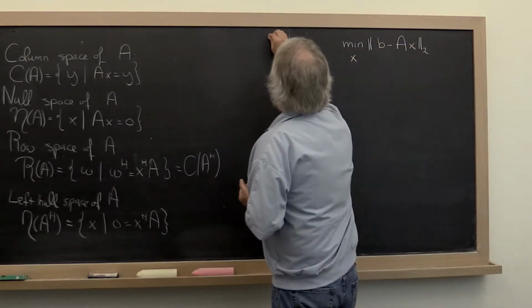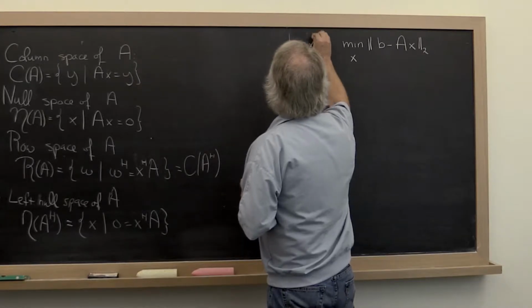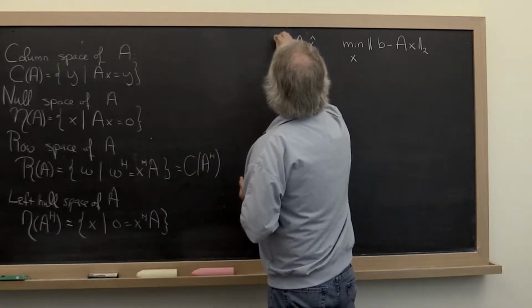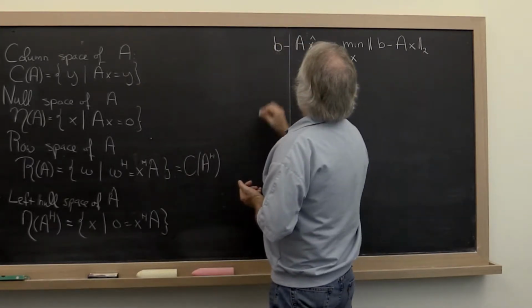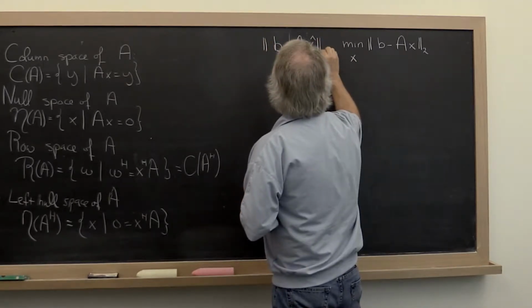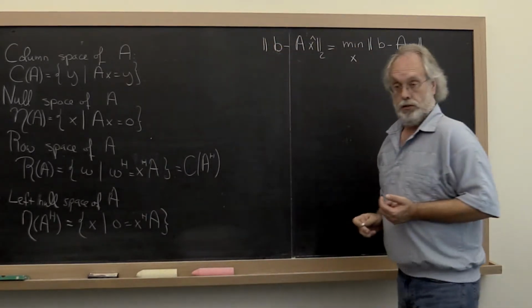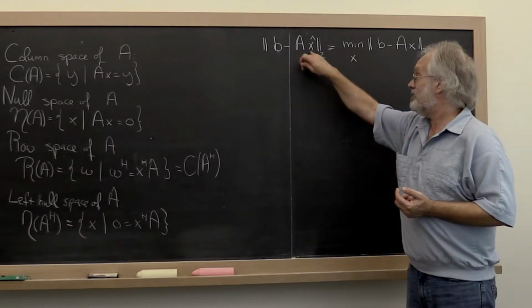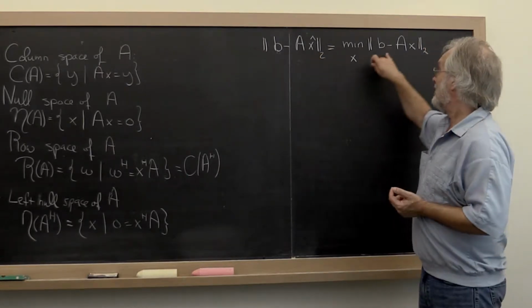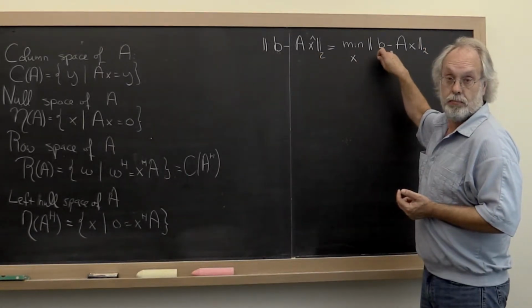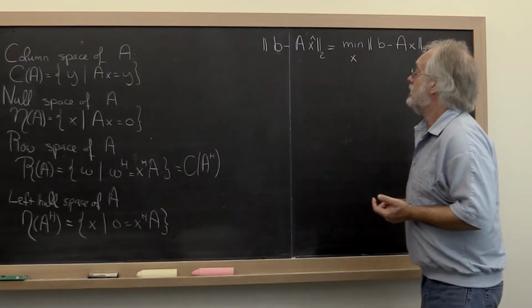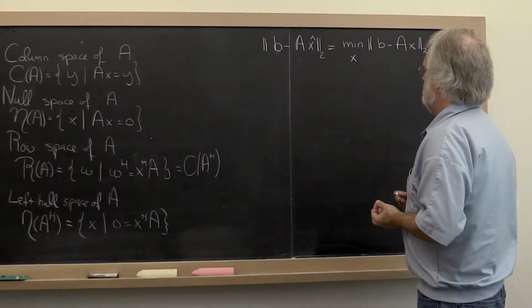What that really means is that we want to find x hat such that the 2 norm of b minus A times x hat is equal to that minimum. Right? We're interested in the solution. We're not interested all that much in the minimum here. All right, now let's have a look at what that means.